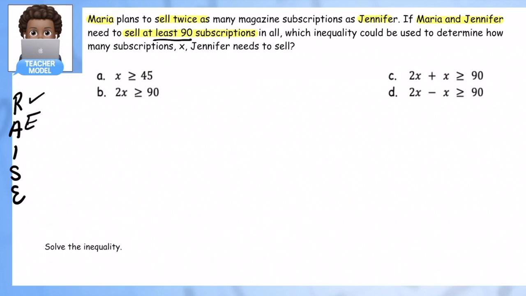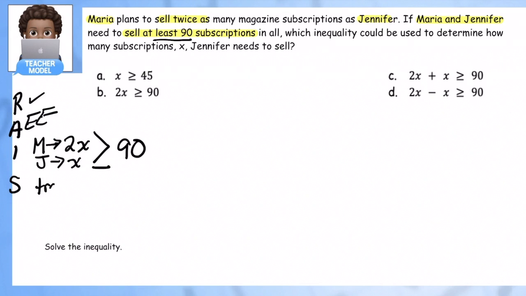This is an EE problem. Our important information: we know Maria has twice as many as Jennifer. So if Jennifer is x, Maria is 2x. And we know that combined, if I combine them together, theirs has to be greater than or equal to 90 subscriptions. So here's my strategy.